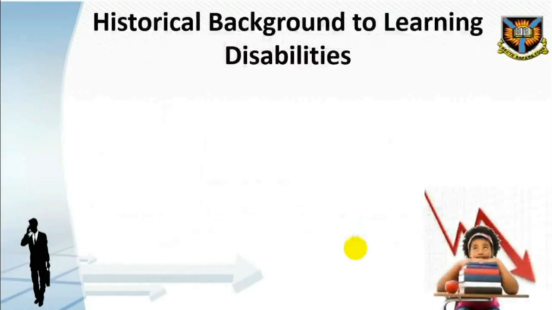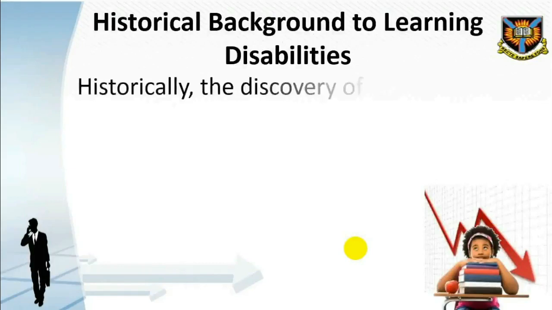Historical background to learning disabilities. Learning disabilities is one of the fields in special education that is historically significant. The category of children were identified long after other categories of children with disabilities like mental retardation, visual impairment, hearing impairment, physical handicaps, etc. have been already organized in schools and receiving functional services.